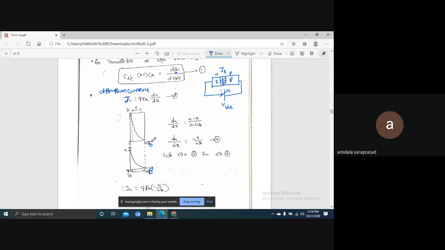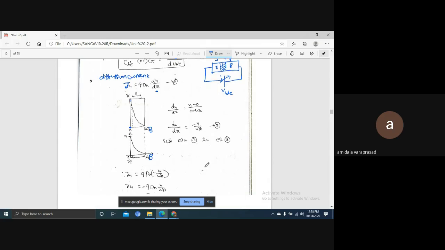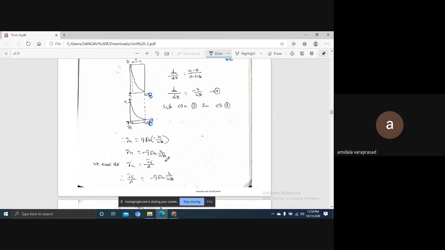Capital B, W_B. It starts from the junction, where it is 0. Then in the denominator I can write 0 minus W_B, where the diffusing charge carriers, the electron concentration is n, and at the end of the junction the concentration will be 0. That's why n minus 0, which is n, and 0 minus W_B, so dn by dx is minus n by W_B. Substitute, this is equation 3 I wrote, this is equation 2. In place of dn by dx, you can write minus n by W_B. From this, J_n is minus q into D_n into n by W_B.